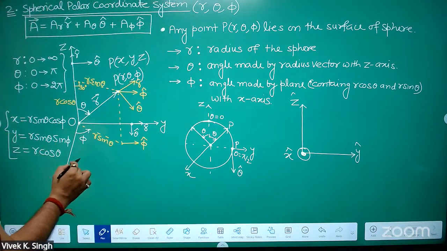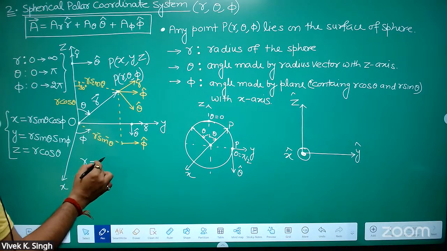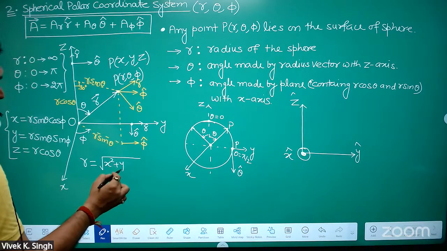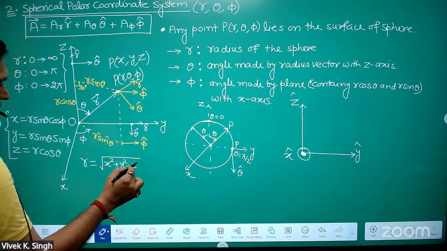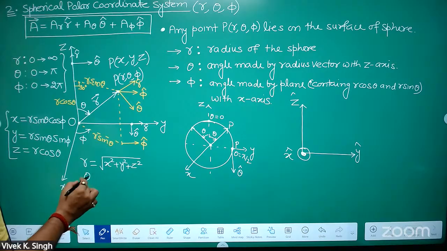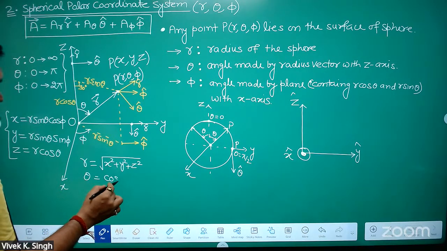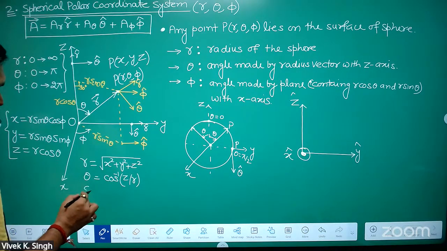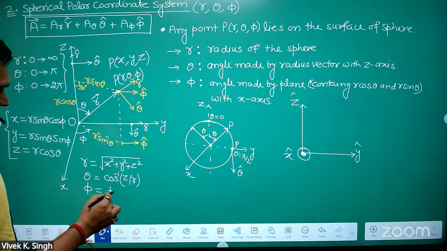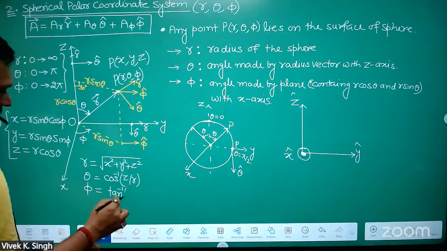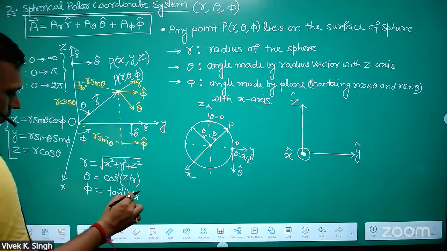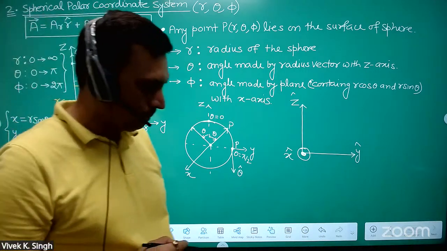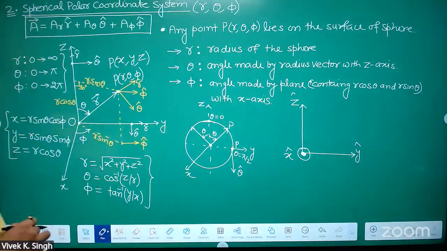So if you rearrange, what will be r in terms of x, y, z? r is the square root of x square plus y square plus z square. What is theta? Theta is cos inverse z by r. And what is phi? Phi is tan inverse y by x. Is it clear? Yes, sir.